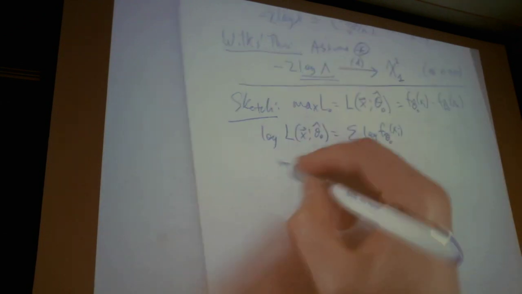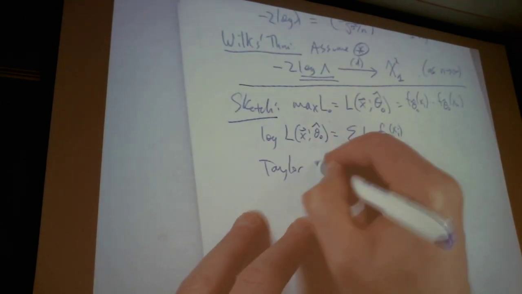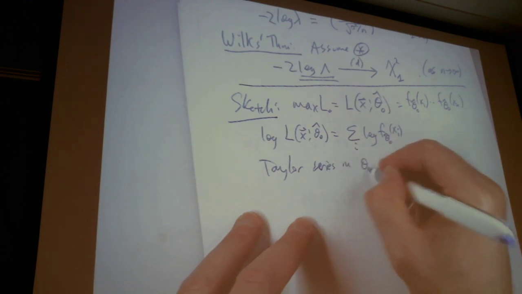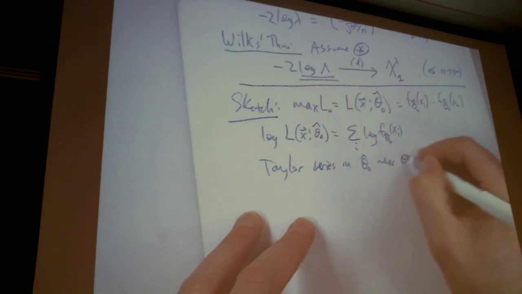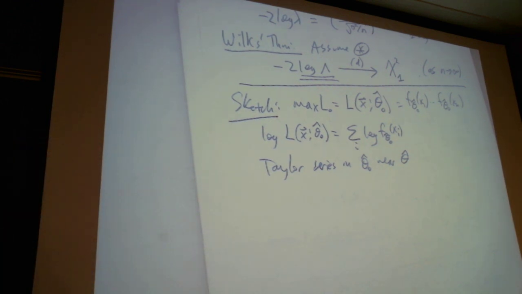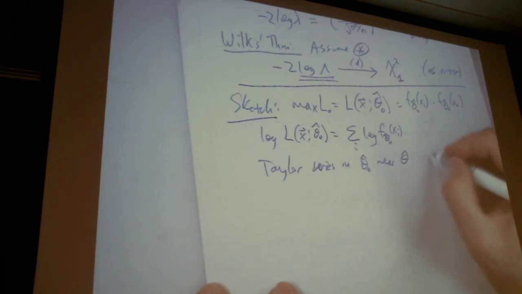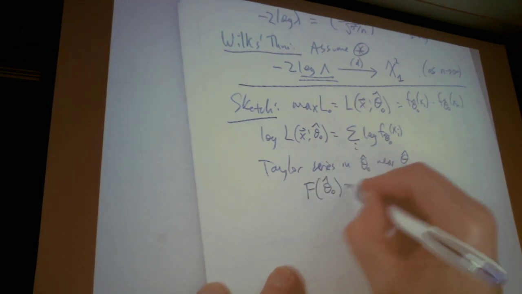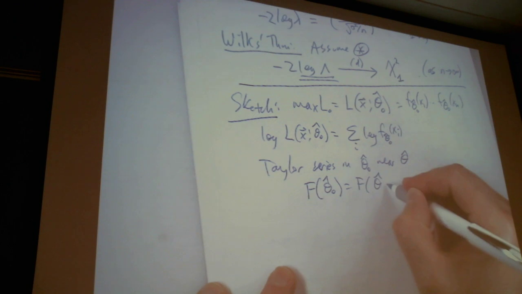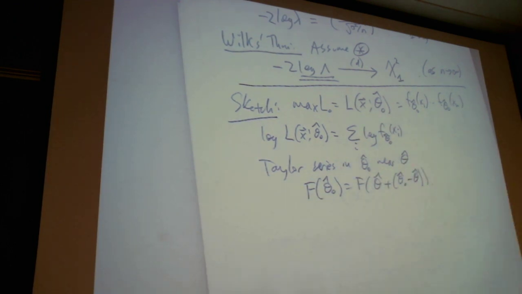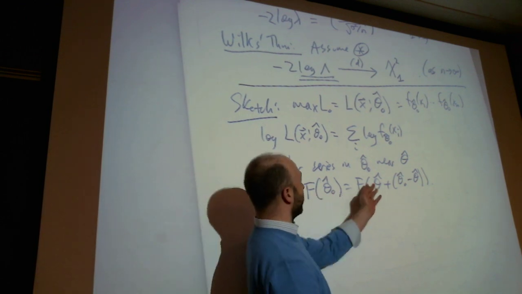So, Taylor series in theta hat 0 near theta hat, the true MLE. So what does that mean? Remember, what's a Taylor series? If I have f of theta hat 0, that's f of theta hat plus theta 0 hat minus theta hat. I'm just reminding you how to do a Taylor expansion for an arbitrary function.